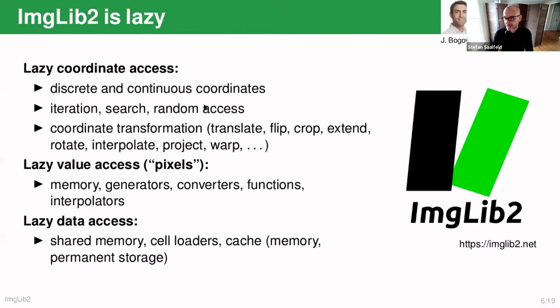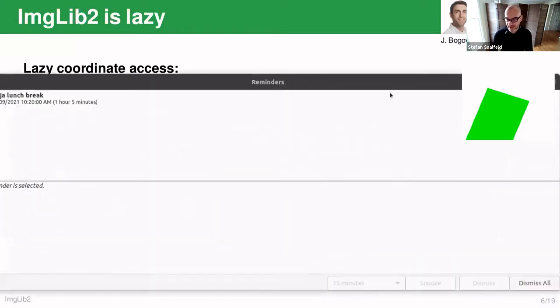And also you have random access. Again, random access in the discrete domain would be on a pixel grid, some sort of rectangular pixel grid. If you have this in the continuous domain, you can access arbitrary points. Okay. So in addition to this, we have coordinate transformations that include simple things like translations, flips, crops, boundary extensions that are virtually calculated where no data exists.